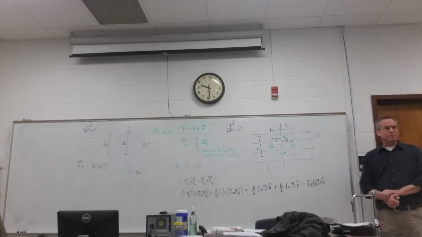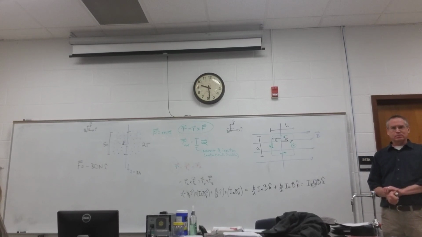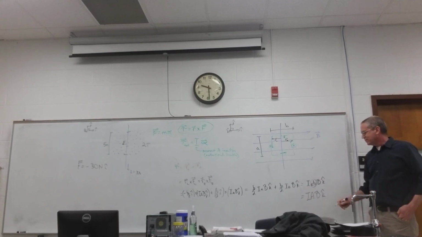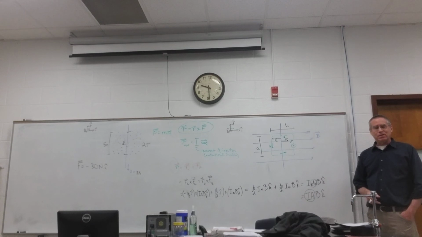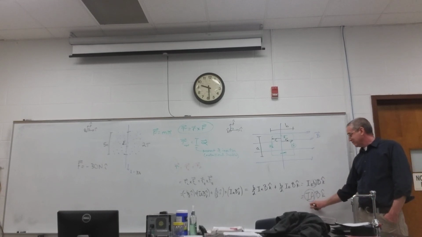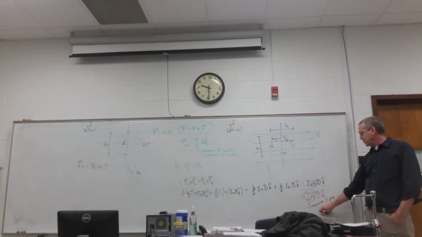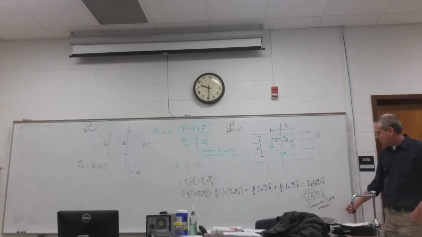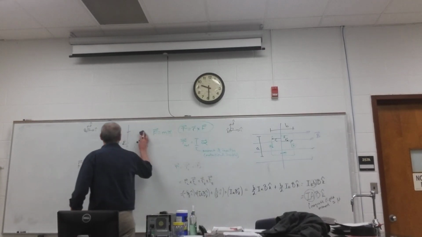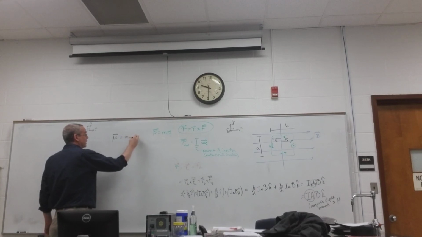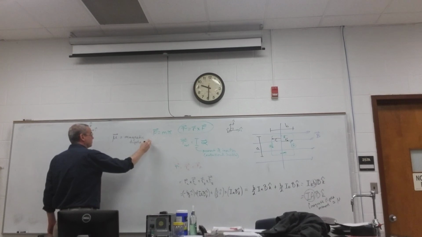All right, what's little a times little b? The area? Yes. So this is equal to the current times the area times the magnetic field times k. This I times A has a special name. This is the magnetic dipole moment. The symbol for it is mu. So within magnetism, we have mu with a vector symbol, which is the magnetic dipole moment. It is a vector.